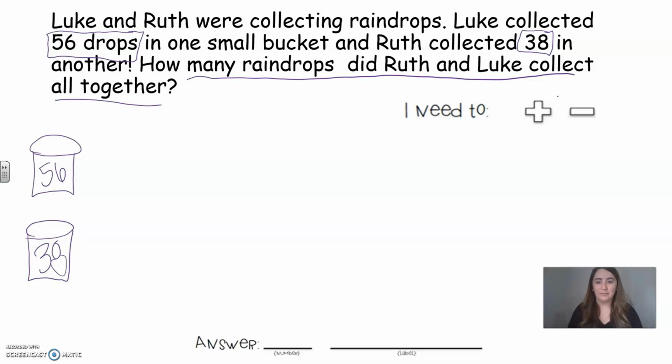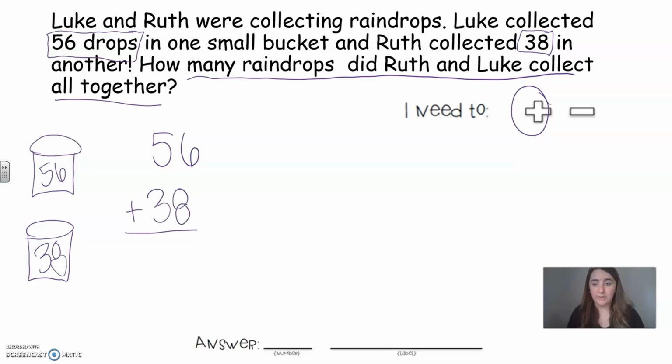We look at the problem. Yes, we need to add. So we're going to take the 56 drops that Luke had, and we're going to add them to the 38 drops that Ruth had, because it says all together.